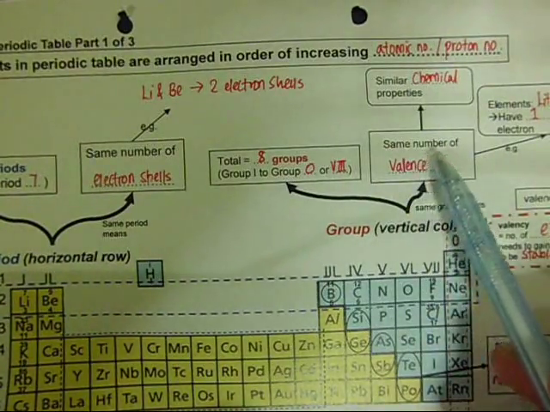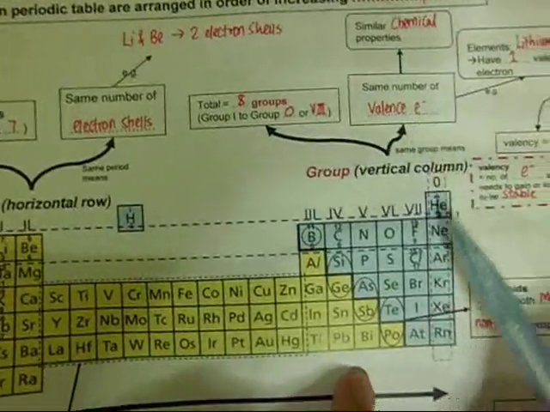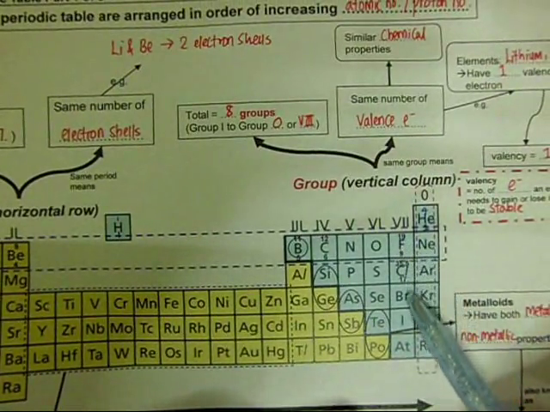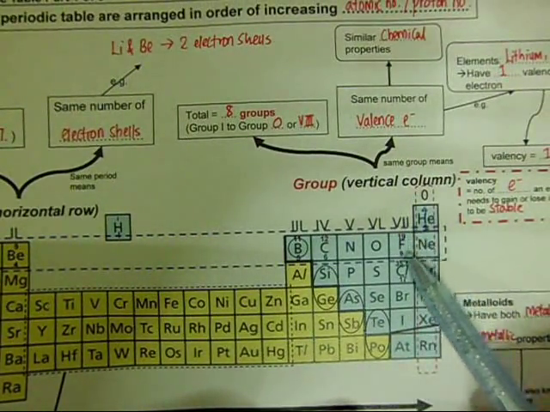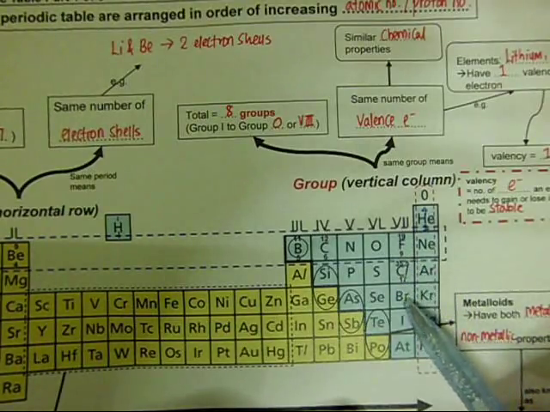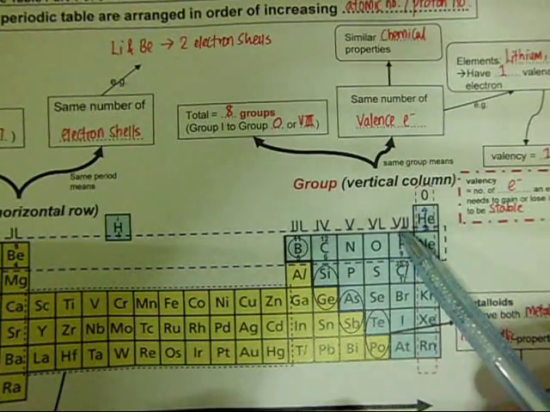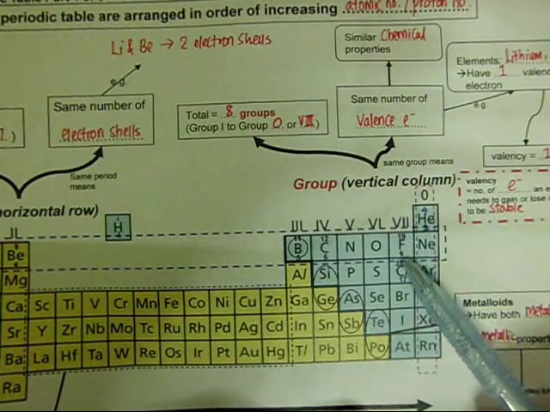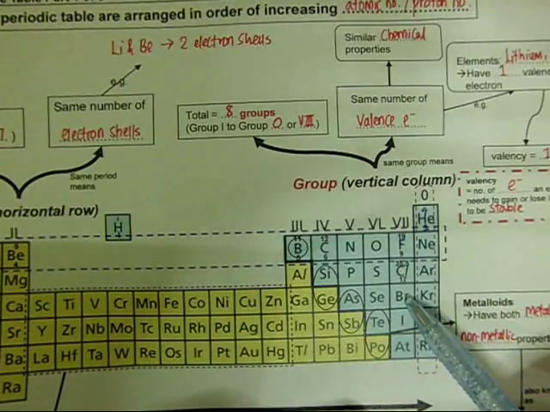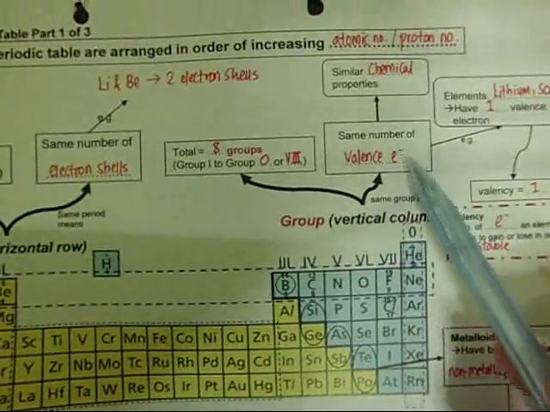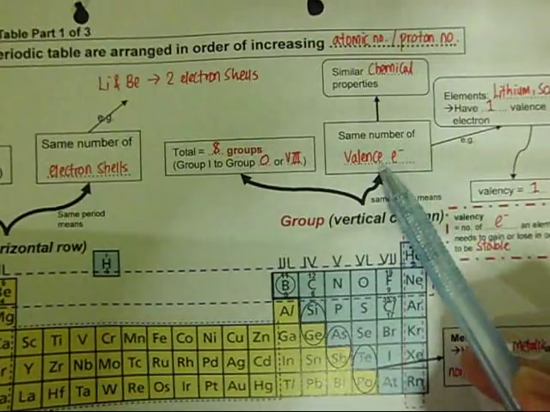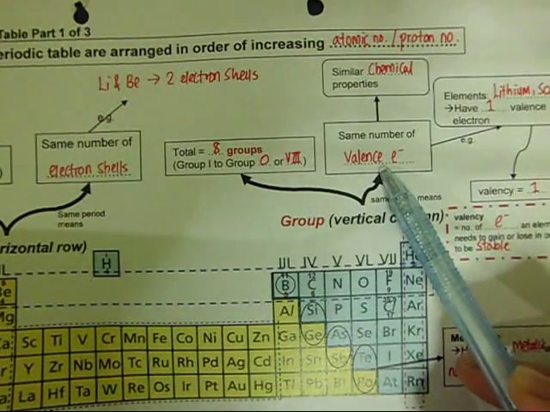And the same group means same number of valence electron. So elements in the same group, for example group 7, we have fluorine, chlorine, bromine, iodine. So all these elements here, they are all in group 7, meaning that they have 7 valence electrons. That means 7 electrons in the outermost shells. Okay, so same group means same number of valence electron. So all the elements in group 7, they should have 7 valence electron.